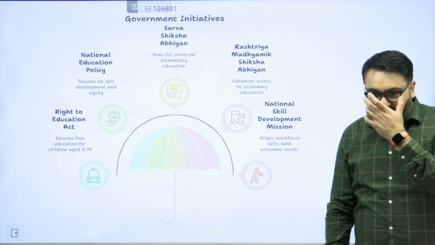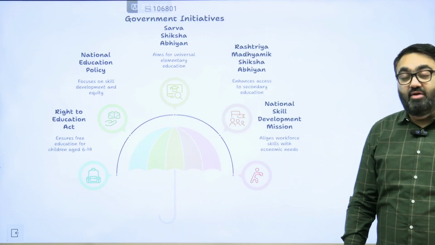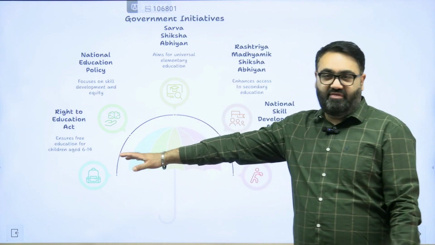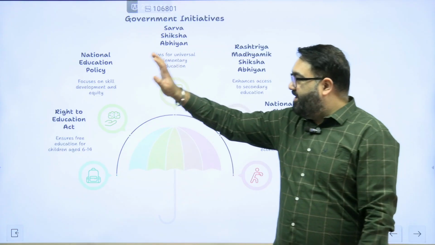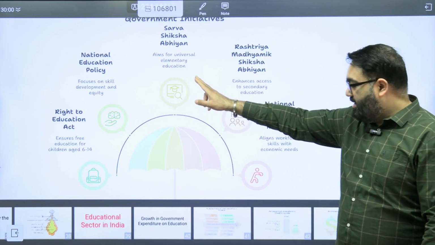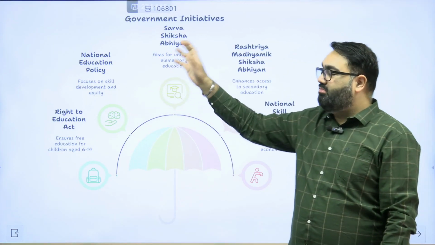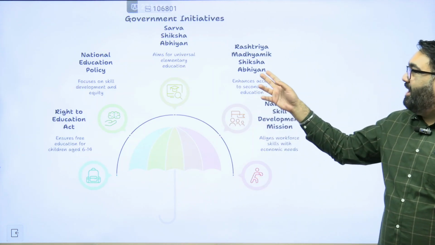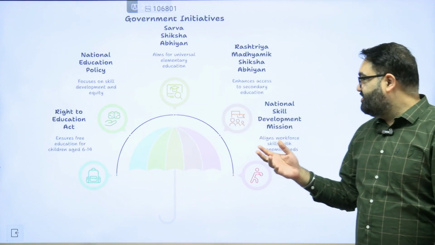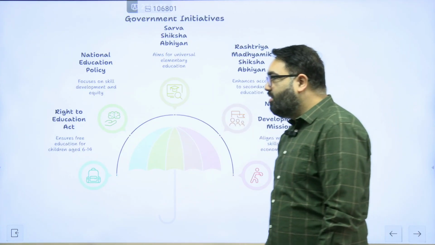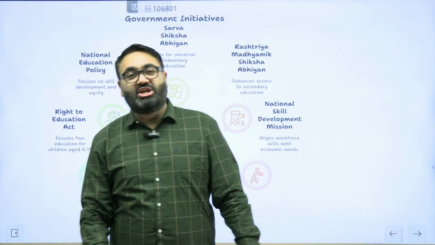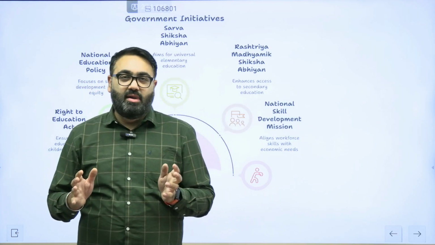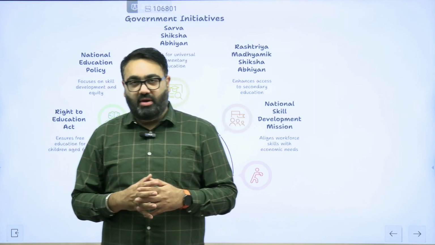A few examples of government schemes in this regard, in the field of education specifically. We have the Right to Education Act to give free education up to the age of 14. We have the National Education Policy, the Sarva Shiksha Abhiyan, that is focusing a lot on elementary education, especially to improve the learning levels. We have Rashtriya Madhyamik Shiksha Abhiyan for secondary education. We have the National Skill Development Mission. All of these are government initiatives that you will study later in detail in your entire course.